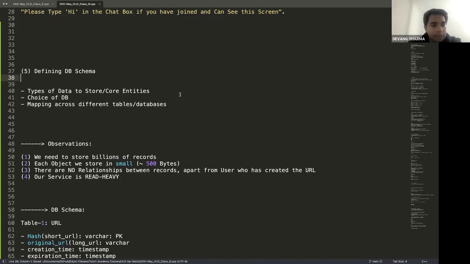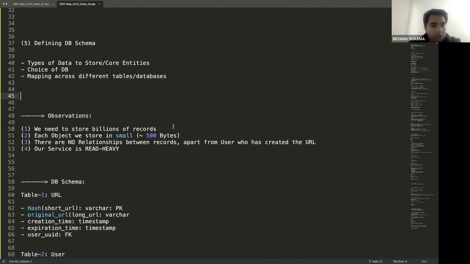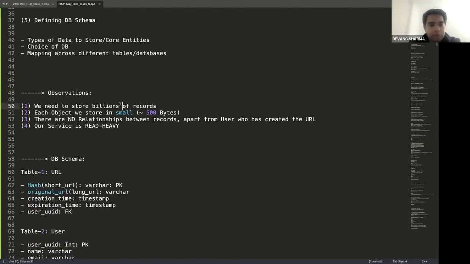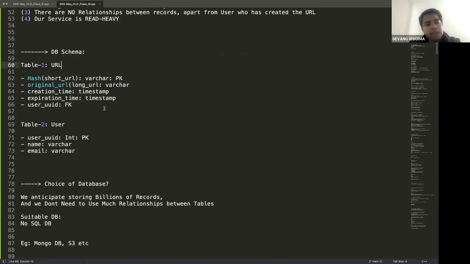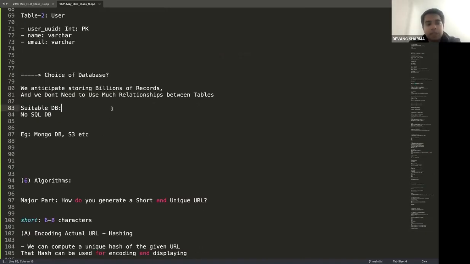So starting with defining the DB schema, we started with number 5. We made some observations in terms of the number of records we are going to store, the store size, the relationship between them, and whether the service is read heavy or write heavy. We decided the DB schema, and pretty much we need two tables: URL and user. Based upon the data points that we collected, my choice of database, any NoSQL database would work perfectly fine.